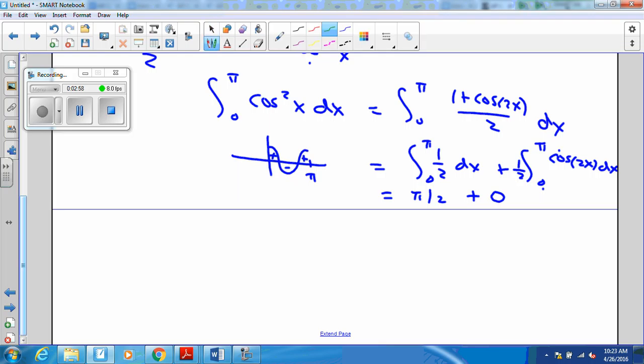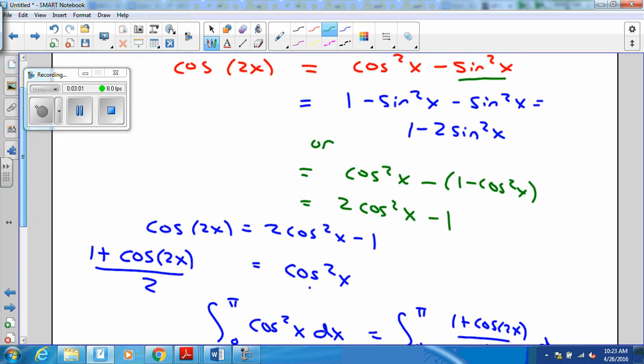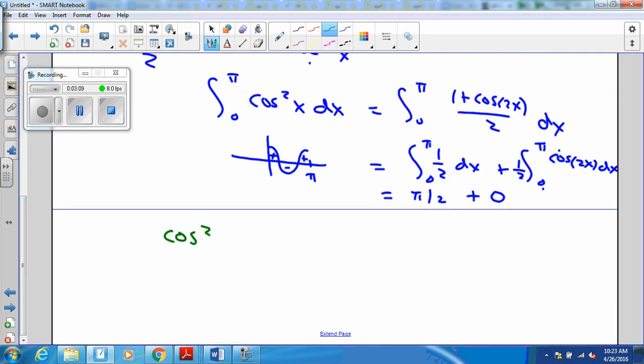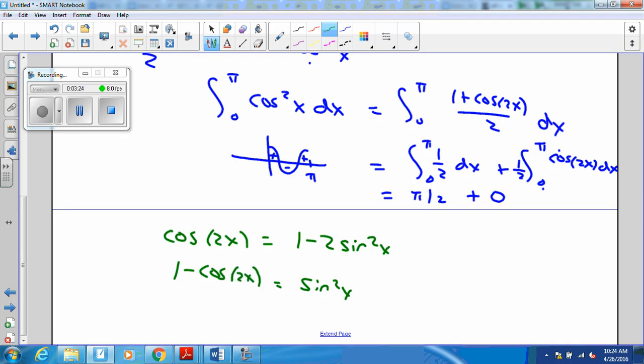The same kind of reasoning, but a slightly different algebra, can allow us to integrate sine squared x. So if I take my identity here, cosine of 2x equals 1 minus 2 sine squared x. Subtract 1, divide both sides by -2. And you get this guy right here. And so I can integrate sine squared x in much the same way that I can integrate cosine squared x.